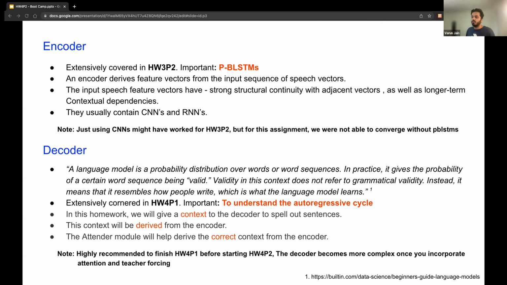So in this homework, we give a context to the decoder, and this context is what the attention module will calculate. This context is derived from the encoder, and we'll go over a few more slides to understand how it is derived. If the context is not derived correctly, then the decoder will not function very well. So, stating this again, it is very important for you to finish homework 4P1 first and then start with the 4P2 homework.